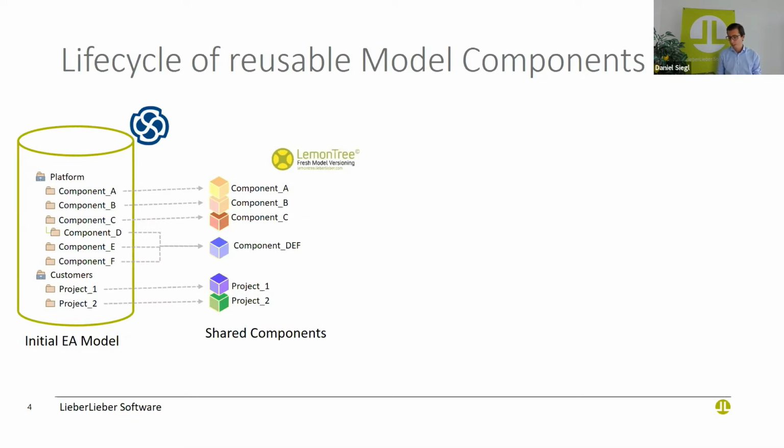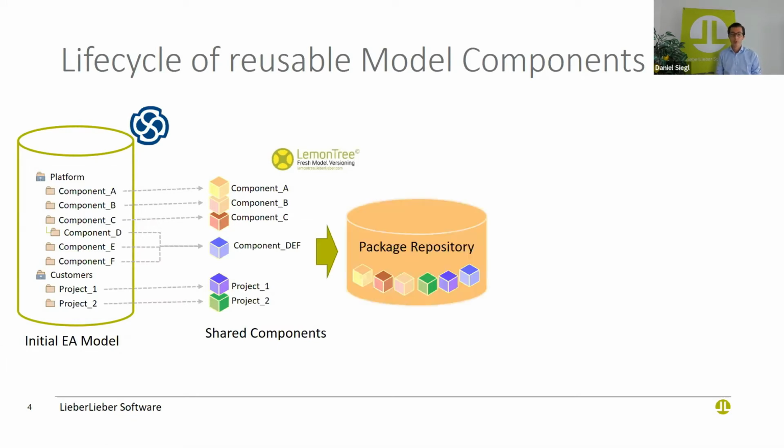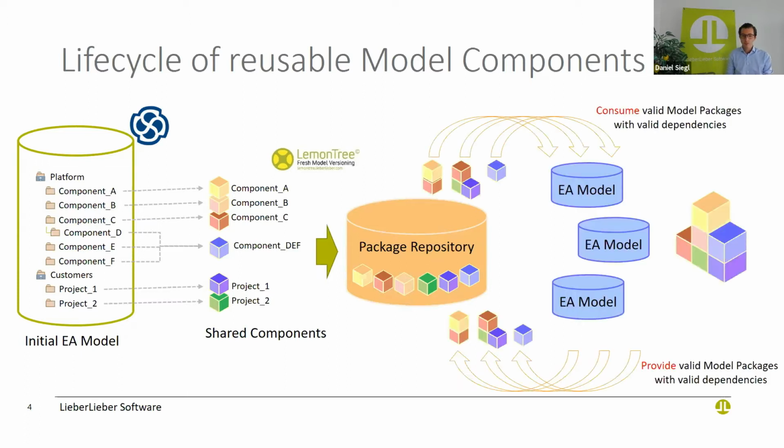And finally, they are published in a so-called package repository. Out of this repository, you can consume or use the packages or the package components with valid dependencies. And the created EA models can be changed, further developed, and finally, you can give them back to the package repository.